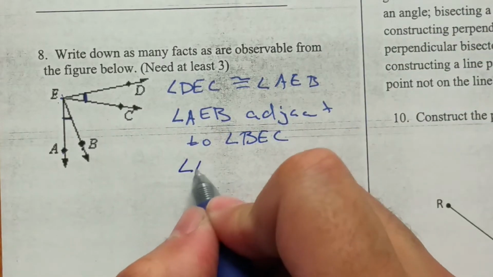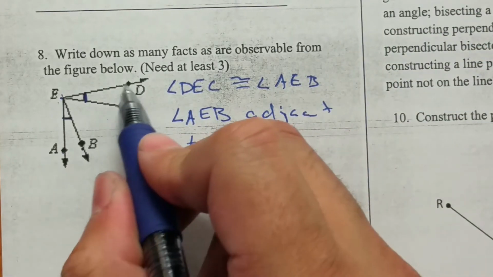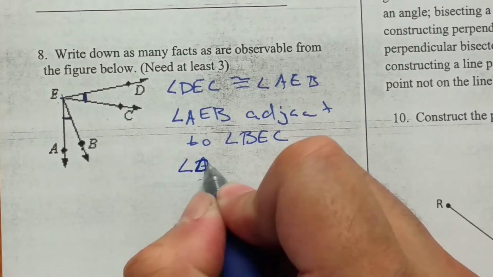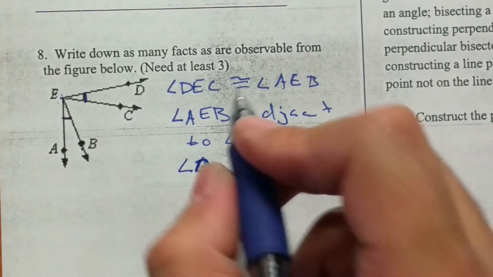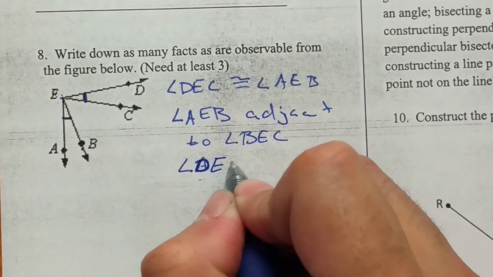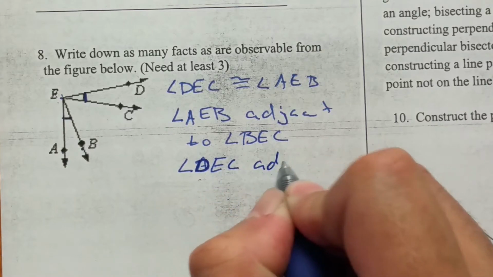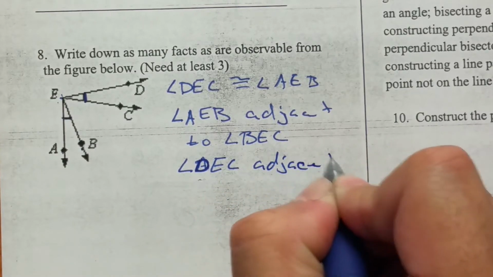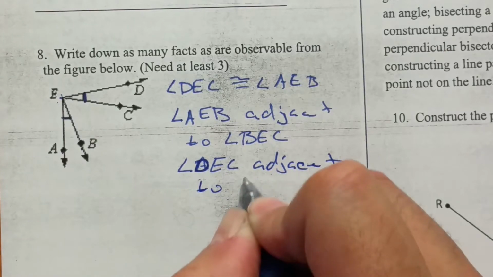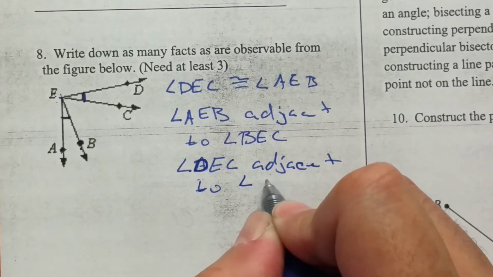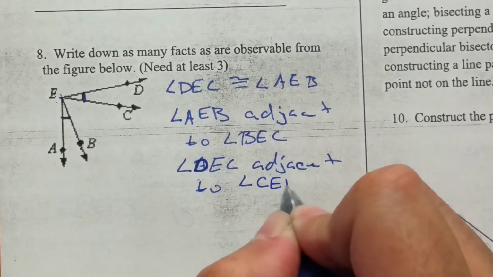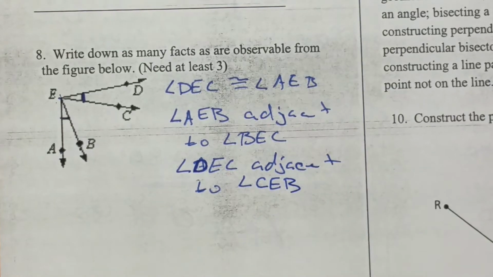So angle D. It's a D right there. Angle DEC is going to be adjacent to angle CEB. There we go.